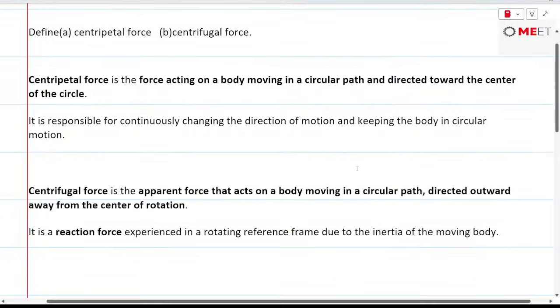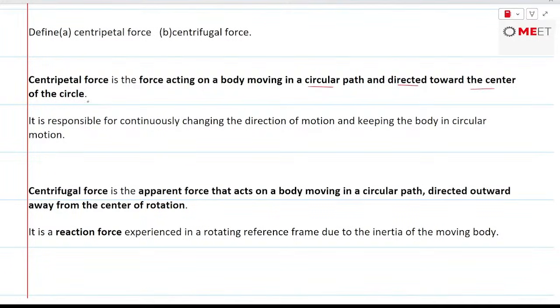Define centrifugal force and centripetal force. Centripetal force is the force acting on a body which is moving in a circular path, and it is directed towards the center of the circle. This is responsible for continuously changing the direction of motion and keeping the body in circular motion. So this is a real force.